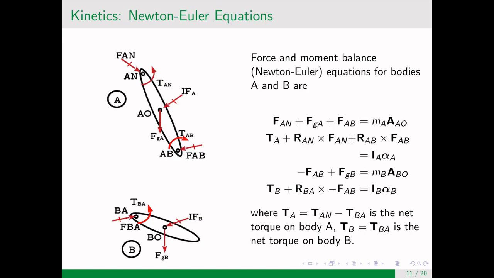Now, if you write the Newton-Euler equations, force balance and moment balance equations, you have the sum of all the forces acting on body A equal to 0. So the gravity force, the reaction forces at AN and AB, and the inertia force, which is mass times acceleration of AO. Okay. And then you have the moment balance. Always moments we are taking about the center of mass. So you have TA, which is the net torque acting on body A, and R cross F for both the reaction forces, and I alpha. Okay, same for body B. Okay.